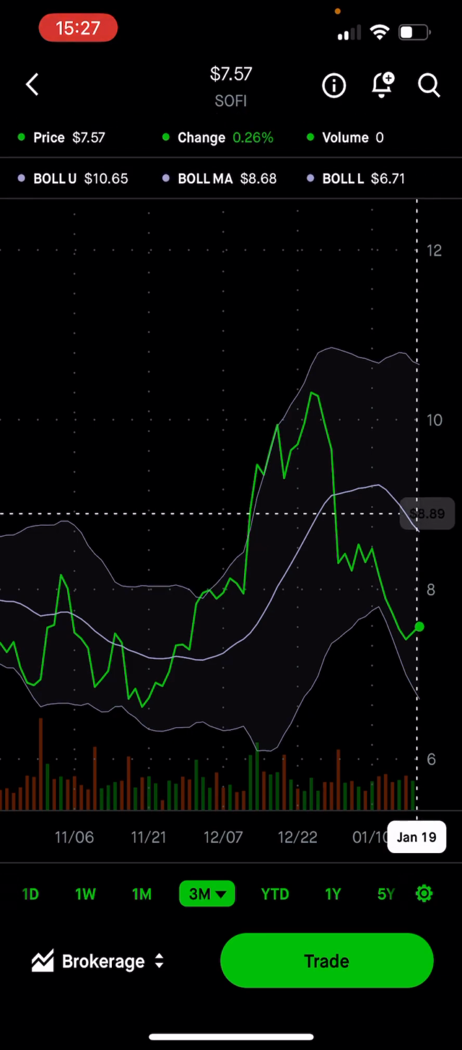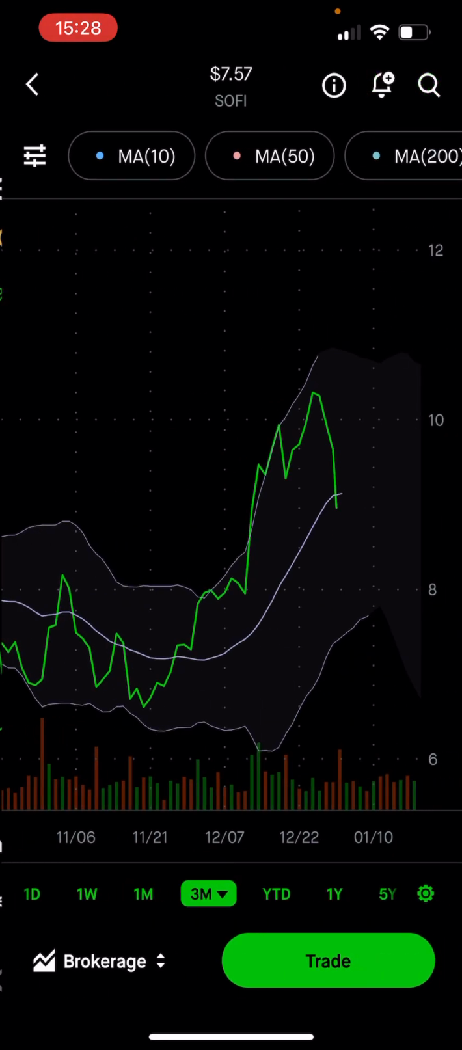We can see the lower Bollinger Band is at $6.71. A stock likes to trade within the Bollinger Band. So if the stock goes below that $6.71, it's going to tend to bounce back up into that Bollinger Band, so it's trading within it. So it's a good support for the stock.